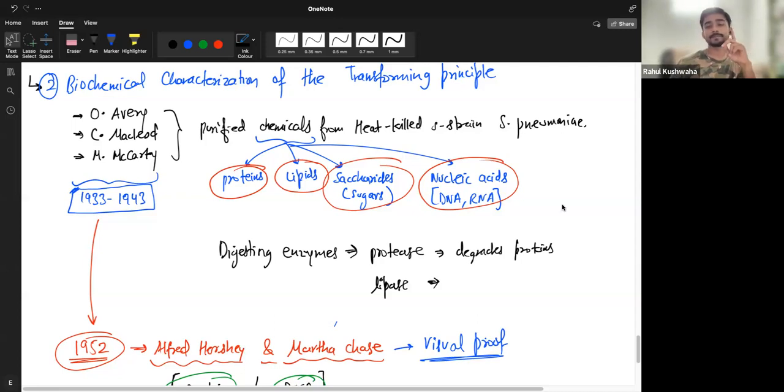So what they did, when you say this is what was first done, but the proof that DNA might be the genetic material is not when you inject it and it shows transformation. One can easily say that there might be contaminants present along with that.